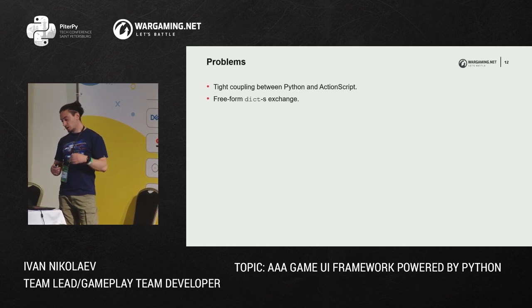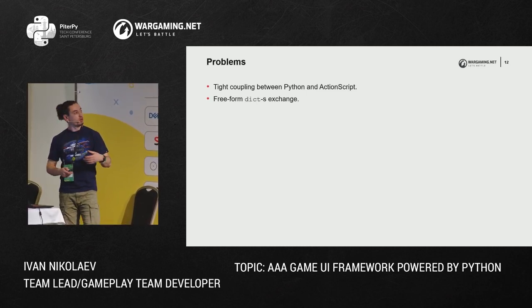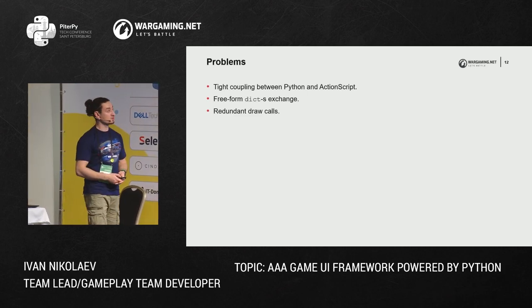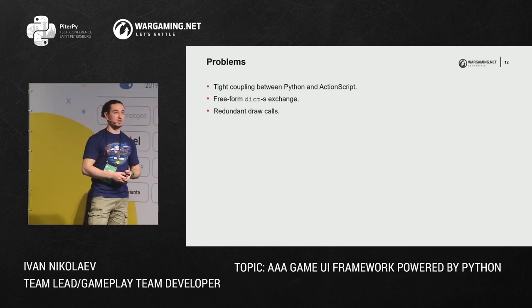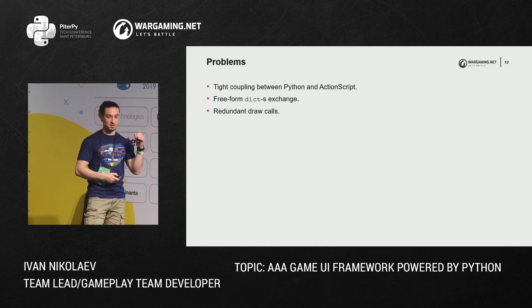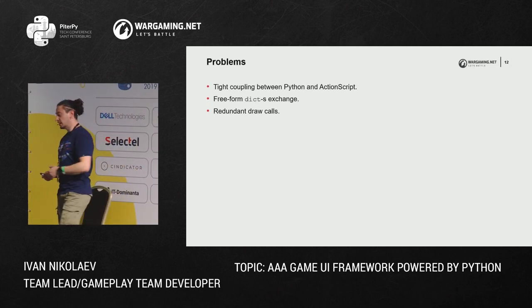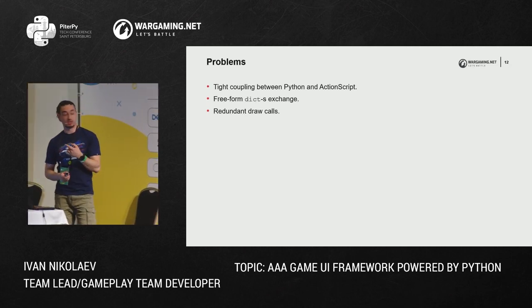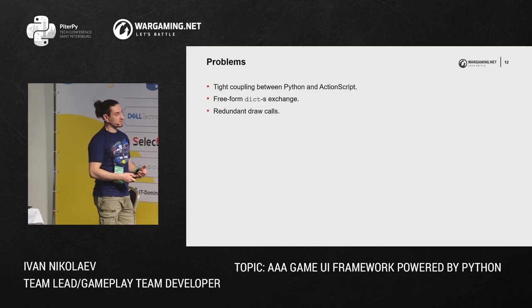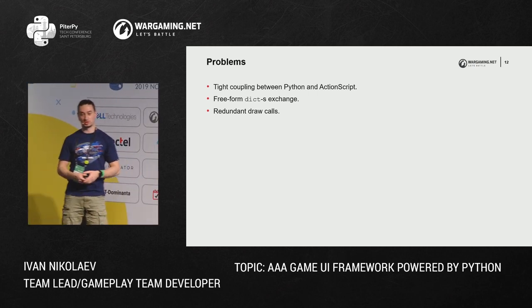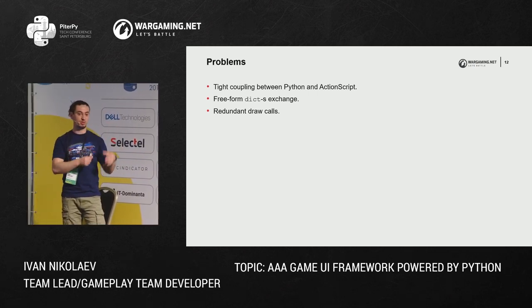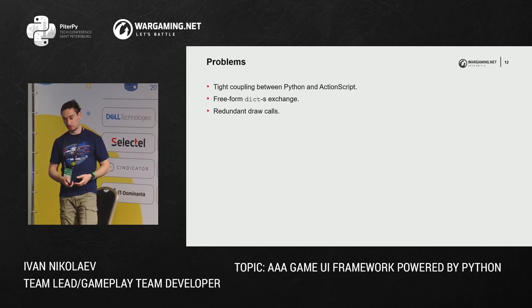Basically, because you trigger all the changes through these calls of methods, you will have redundant draw calls. When you, for example, need to update the counter of the shells you are going to mount on your vehicle, and it's just one single shell change, you have to redraw all the panel. When you have a highly dynamic battle UI, this can have huge performance penalties, because even for small updates of each component, you're basically redrawing all the interface at once.